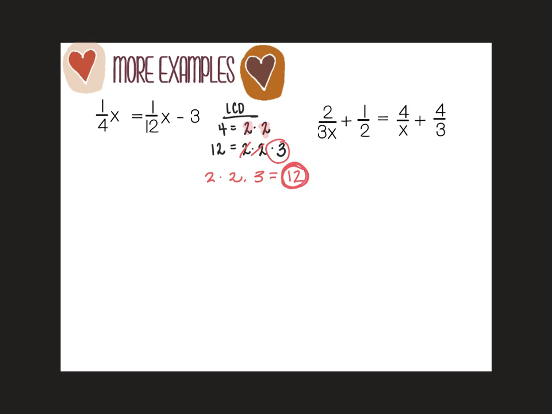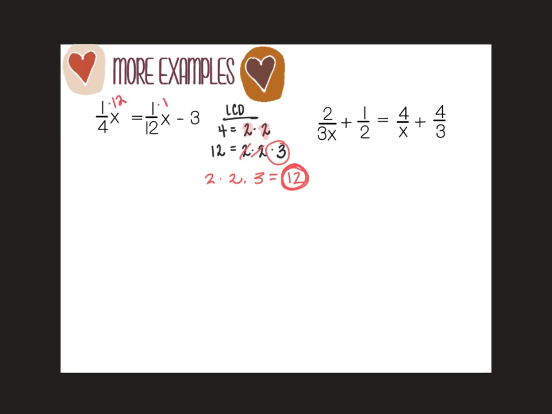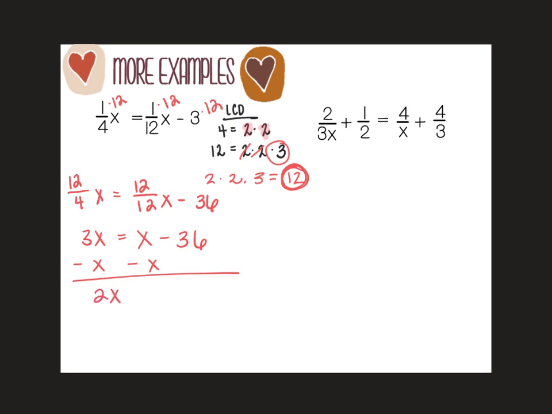If you already saw that off the bat, that's great. You don't have to do that extra work. I'm going to go through and multiply every single thing by 12. So here I end up with 12 over 4x. Here I end up with 12 over 12x. Here I end up with 36. 12 divided by 4 is really 3. 12 divided by 12 is 1. Subtract x from both sides. Divide by 2. X is negative 18.